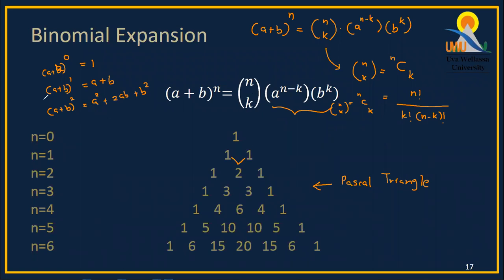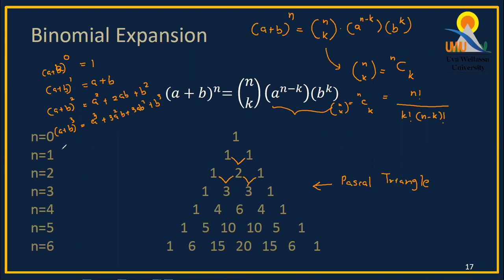Then it is for n equals 2. If it is n equals 3, (a + b) to the power 3 will be here. Then it will be considered as a cubed plus 3a squared b plus 3ab squared plus b cubed. This is how we write down this expression. If you see the coefficients, for n equals 3, the first is 1, the second coefficient is 3, the third coefficient is 3, the fourth coefficient is 1. Therefore, this is obtained by taking the addition of these two values.